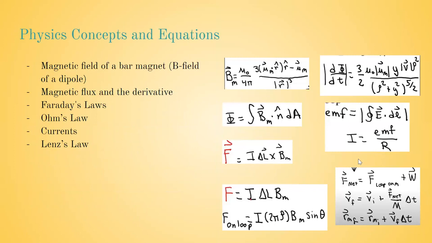So here are some physical concepts and equations needed for this law. We have the magnetic field of a bar magnet, which is the magnetic field of a dipole, magnetic flux and the derivative of magnetic flux, Faraday's law, Ohm's law, also involving currents, and Lenz's law.